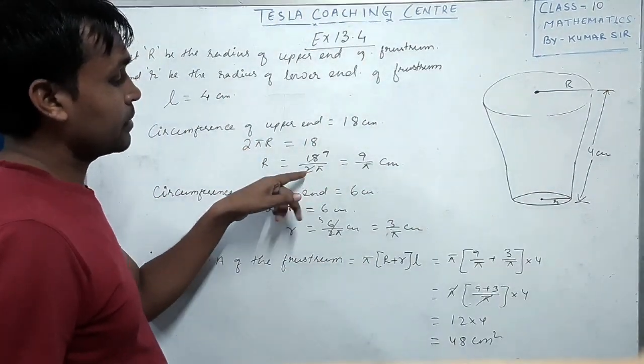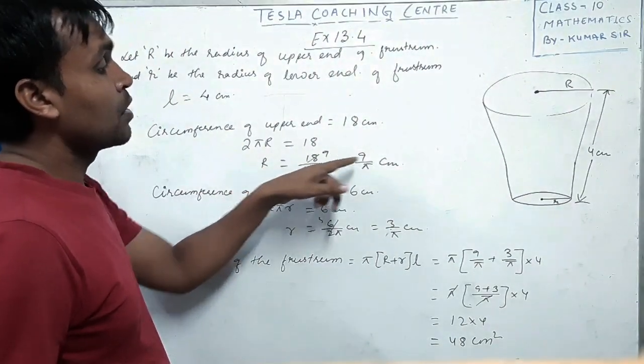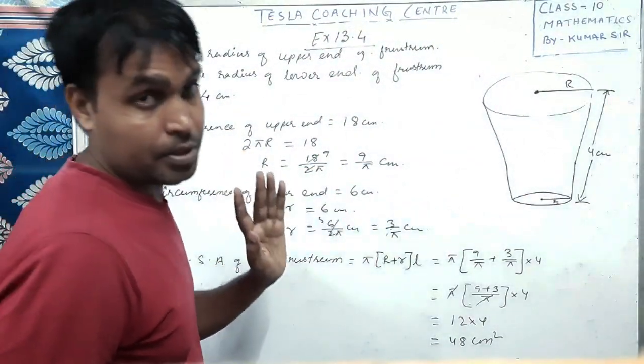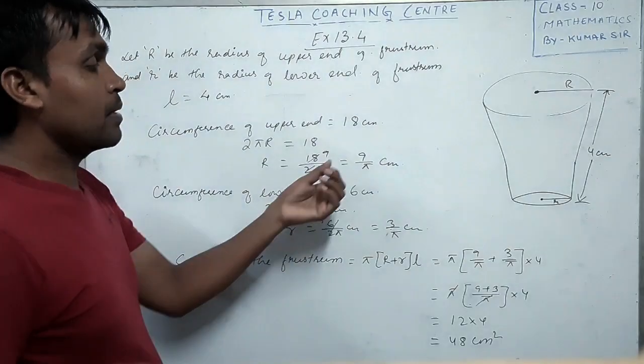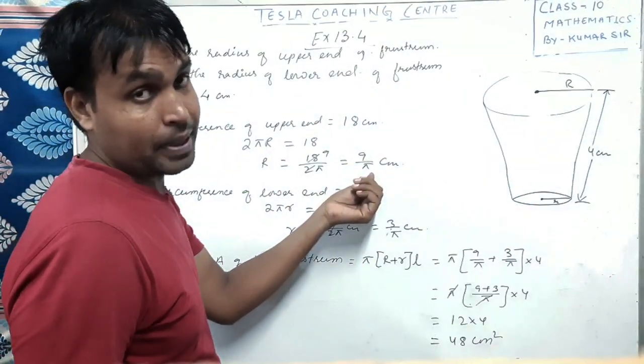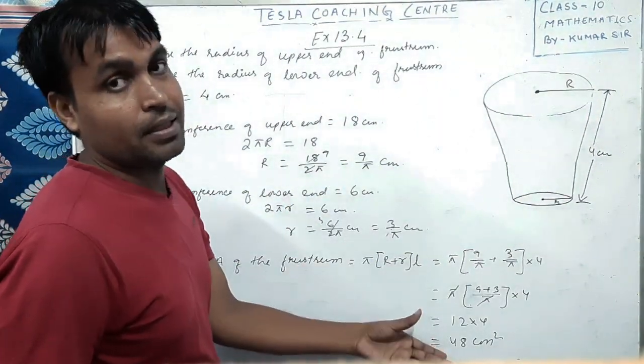It will go and divide. So 2 9s are 18. So 9 by pi centimeter. Some of you, don't become over smart by adding the value of pi here. If you do, you will struggle in calculations.